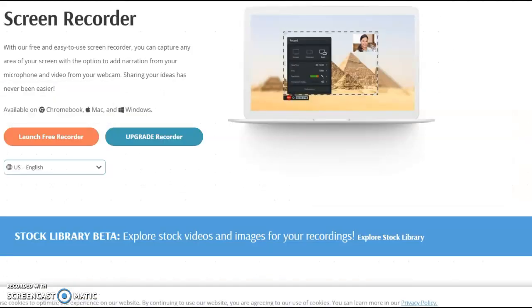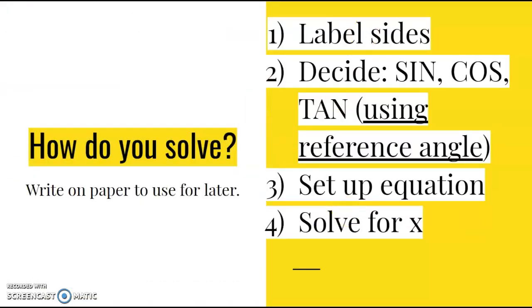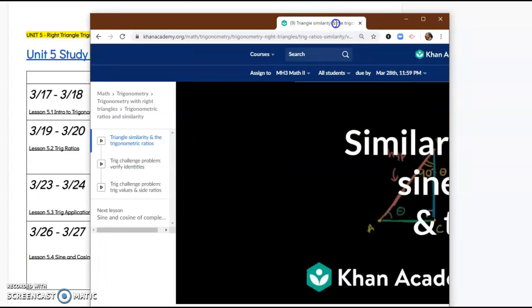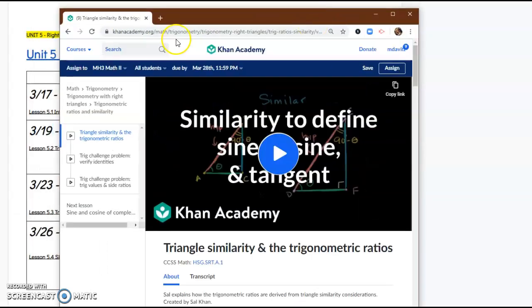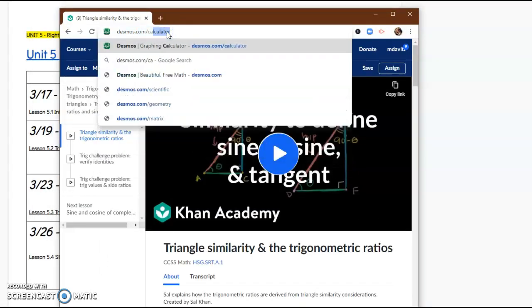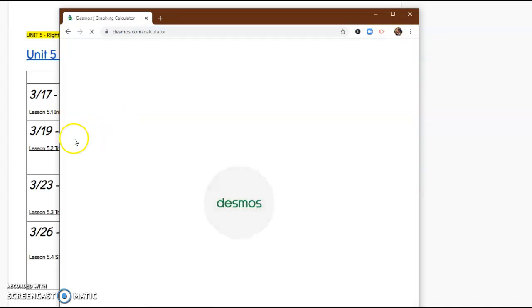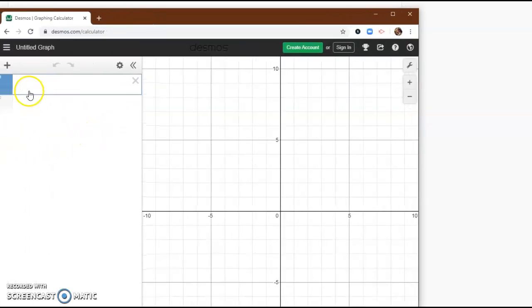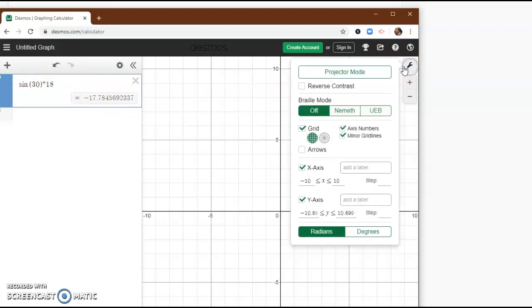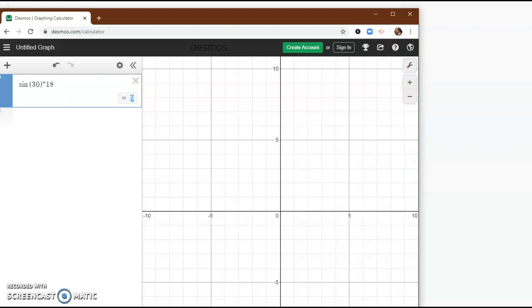So I'm going to use my Desmos calculator. I'm going to go to desmos.com/calculator. I'm going to put in sine 30 times 18. Notice how I get a negative answer? That's because I need to check my settings and change it to degrees. And I get the answer 9.